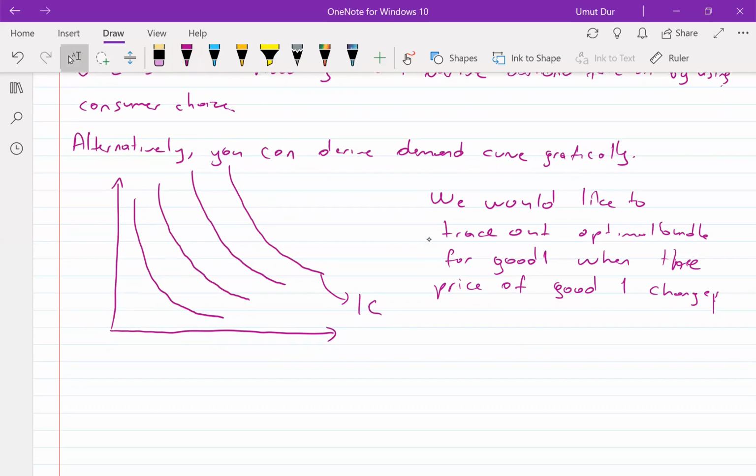Remember, the demand is the function of quantity demanded with respect to the price of its own. What we will do here is, for a given price level, let's say that this is our given price level.